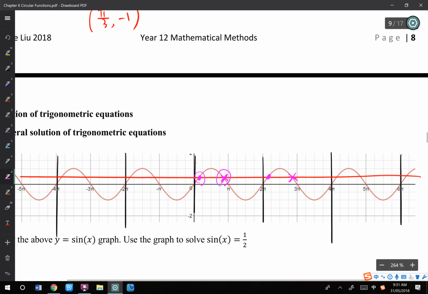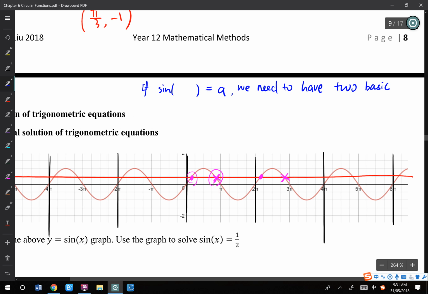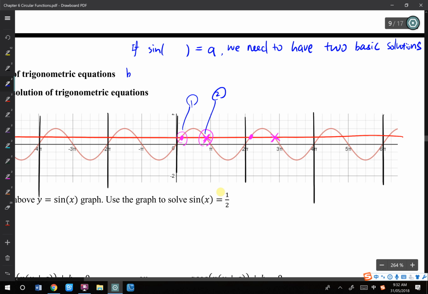So write something down here first. If sine something equals a, we need two basic solutions, which means this one and this one, because I know in every period there are two, so I need to find two solutions. But if a equals +1 or -1, we only need one solution.